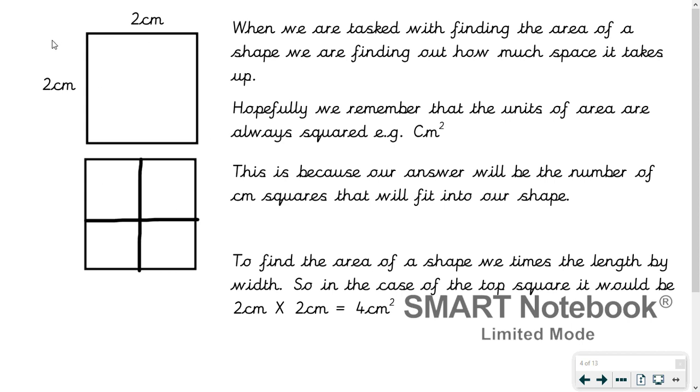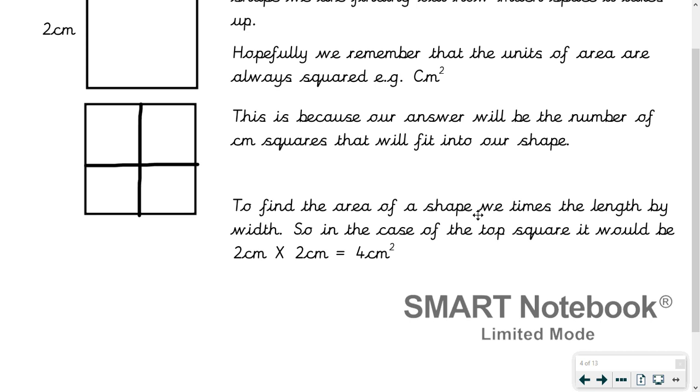So this one, 2 centimetres by 2 centimetres, and I'm doing centimetre squares. So 1, 2, 3, 4 squares fit. So my answer would be 4 centimetres, but it's 4 centimetres squared because I've got 4 centimetre squares in there.